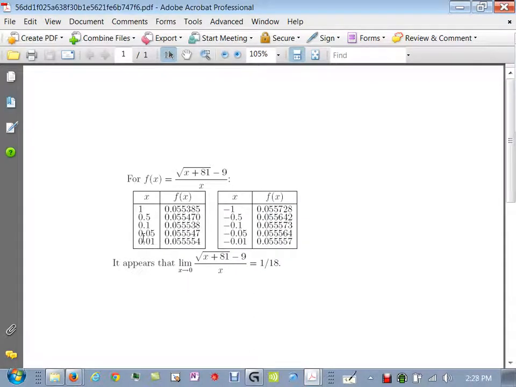Oh, they didn't even go that small. They started out at 1, then they went 0.5, and they're getting closer and closer. And it looks like this thing's getting closer to 0.55555 forever, which is 1/18. So that's what it looks like if you do a table.